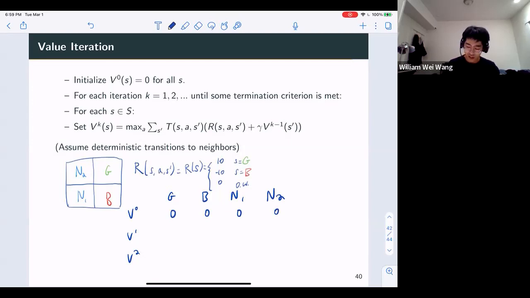For, let's say, V1 of G, so this says, okay, well, we need to follow this formula. It says, okay, what's the best action I can take? Well, no matter what action I take from G, I'm always going to get a reward of 10. So if I go to N2, then I get 10 plus gamma, this discount factor, times the value of N2, which is 0, right? And if I go down to B, I get 10 plus gamma times the value of B, which currently is 0, even though intuitively we think that B should be bad, right? So here it is going to be 10.